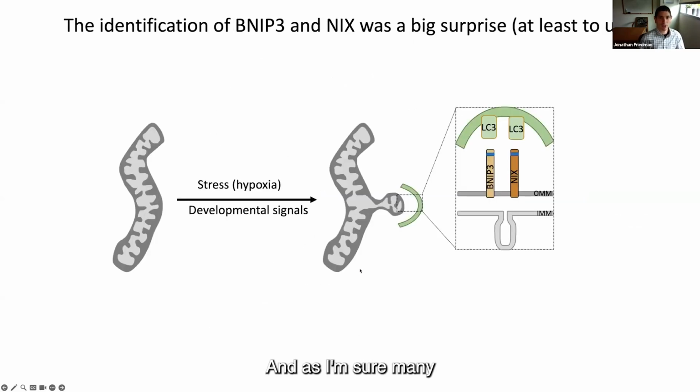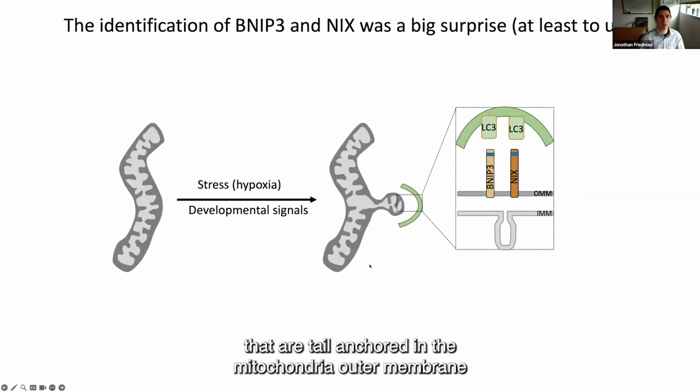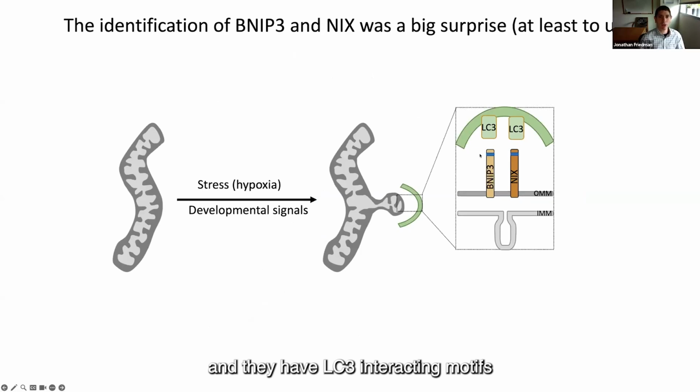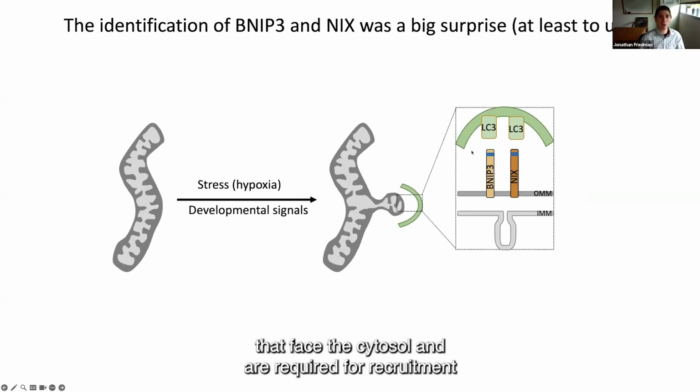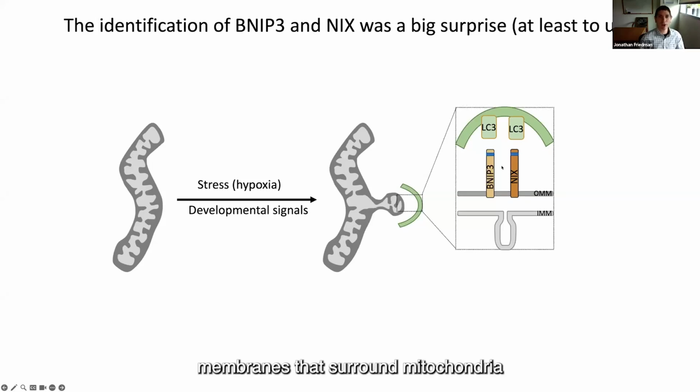And as I'm sure many or all of you are aware, these are mitophagy receptors that are tail-anchored in the mitochondrial outer membrane, and they have LC3-interacting motifs that face the cytosol and allow recruitment of LC3 to promote autophagosomal membranes that surround mitochondria and target them for degradation.